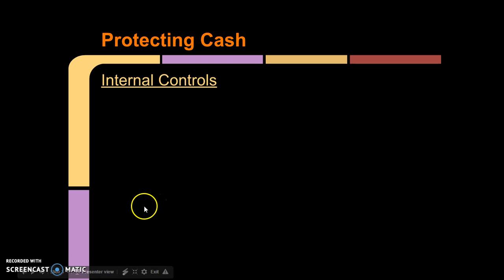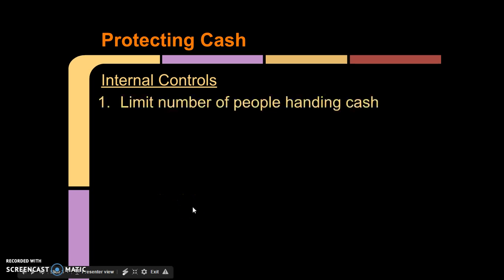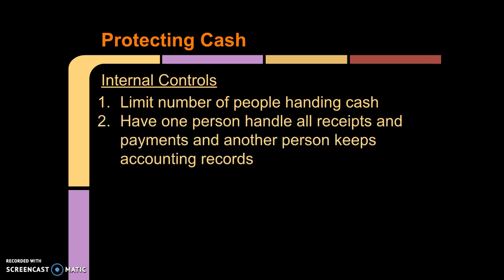So within our protecting of cash, we have internal controls. Our internal controls limit the number of people handling the cash. Only certain people are going to handle cash, because the more people who handle it, the more opportunity there is for cash to be missing. Have one person handle all receipts and payments, and another person keeps accounting records. Breaking these tasks up between two different people helps keep one another accountable, and if there is an issue, you know who to go to and address if the cash is not checking out the way that it is supposed to.